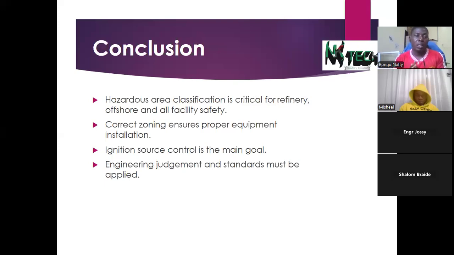So conclusively, hazardous area classification is critical for refinery, offshore, and all facility safety. Correct zoning ensures proper equipment installation. It ensures that ignition source control is the main goal. And engineering judgment and standards are also applied. So I think we are going to stop here.